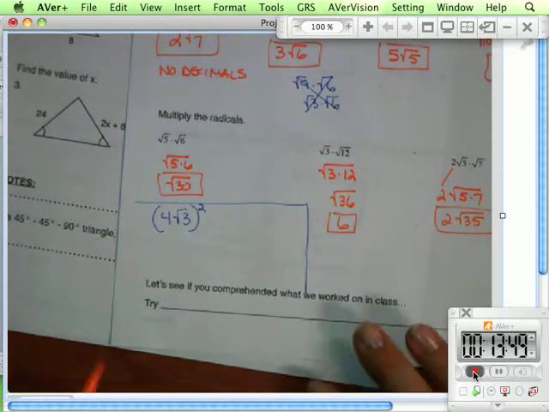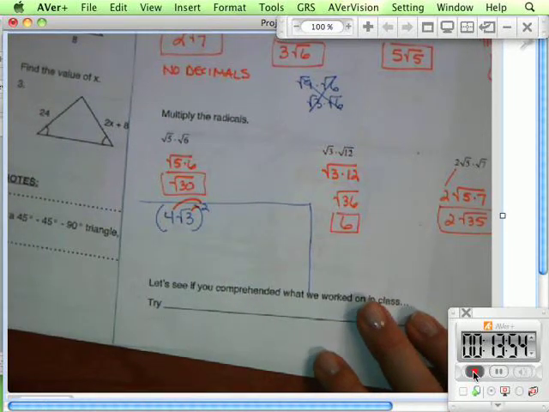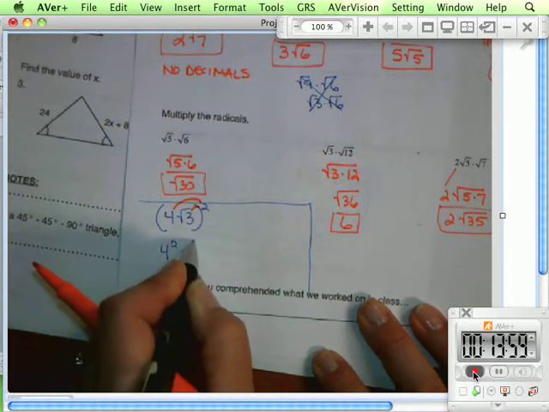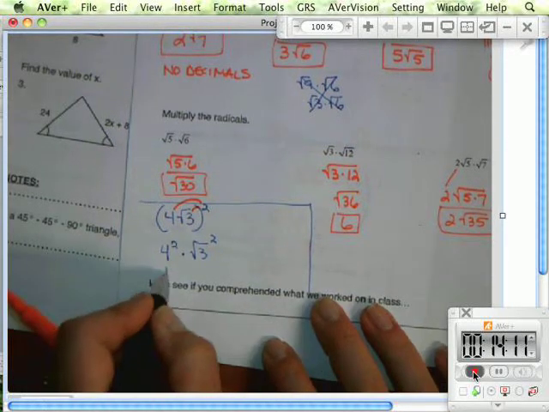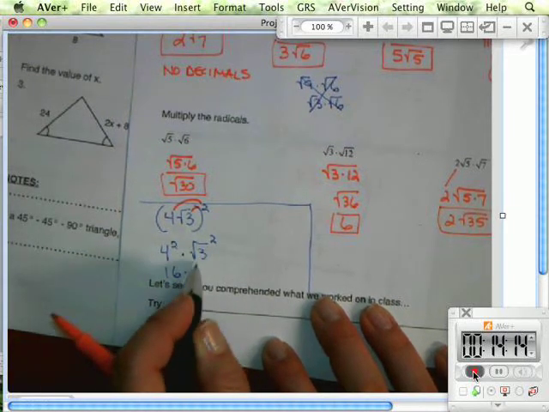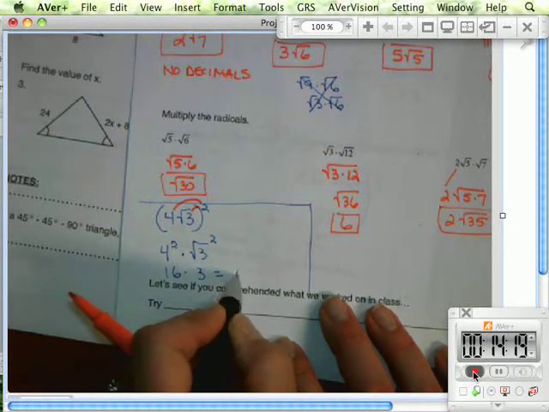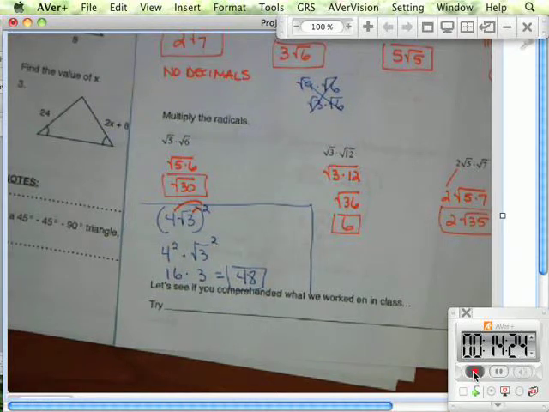So here's what you do. You take the square and you put it on each thing individually, separately. And you write it like this: 4 squared times the square root of 3 squared. What's 4 squared? 4 times 4? 16. What's the square root of 3 squared? 3. 9. So 16 times 3 is 48. Look how easy that was. All right, let's get to the next one.